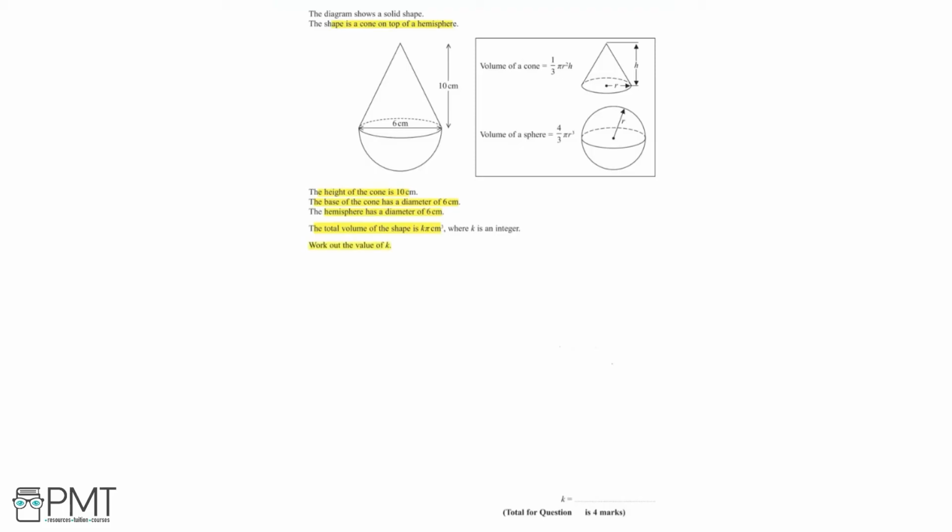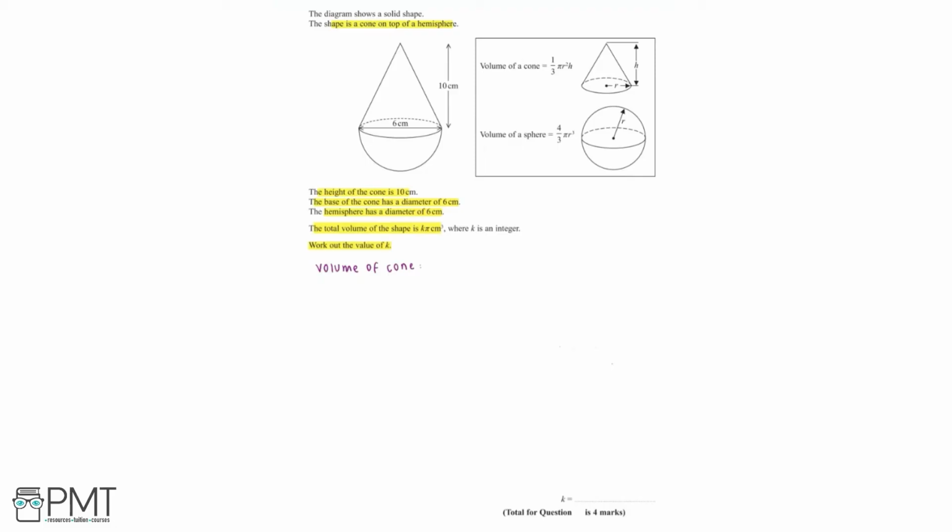We can find the total volume of the shape by finding the volume of the cone, and then finding the volume of the hemisphere and adding these two values together. Let's start by finding the volume of the cone. Now looking at the formula given to us in the top right corner, we're told that the volume of a cone is equal to 1/3 pi r squared multiplied by the height.